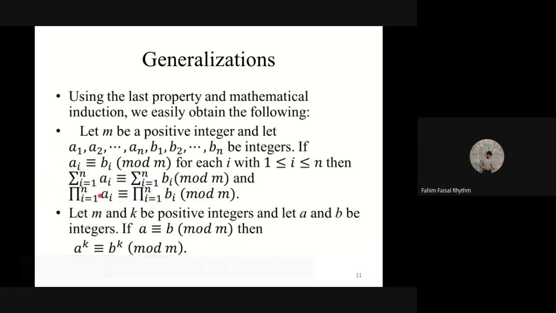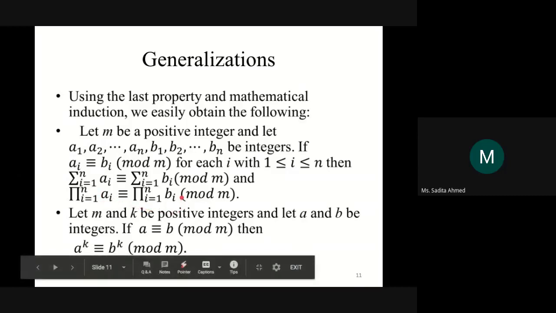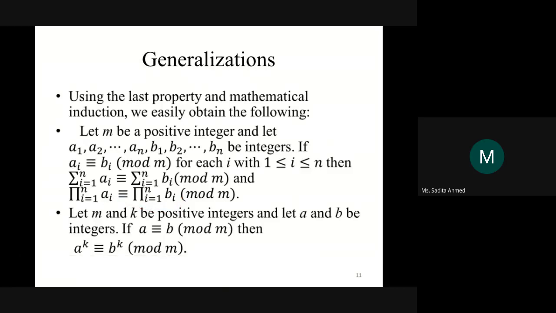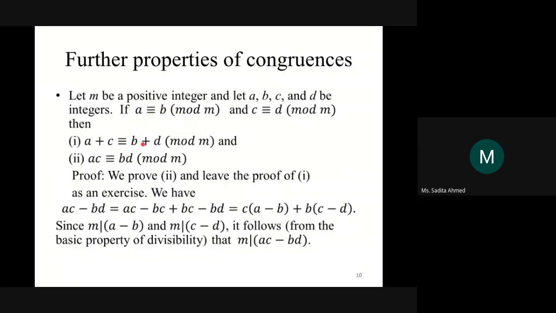This a to the power n. Exactly. So a to the power of n is congruent to b to the power of n mod m. Okay. So basically, in other words, for some positive integer k, we can say that a to the power of k is congruent to b to the power of k mod m. So these are the special cases we built on top of these properties, right?